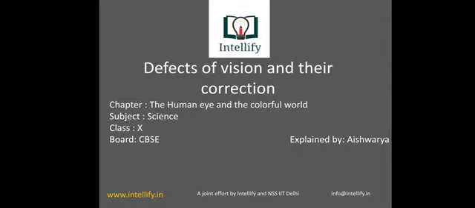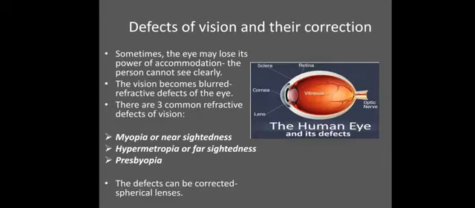Today our topic is defects of vision and their correction. This belongs to the chapter The Human Eye and the Colorful World, which is the subject of science class 10th. Defects of vision and their correction.